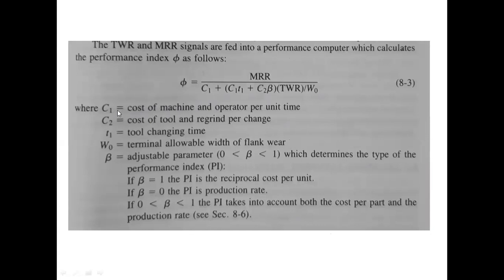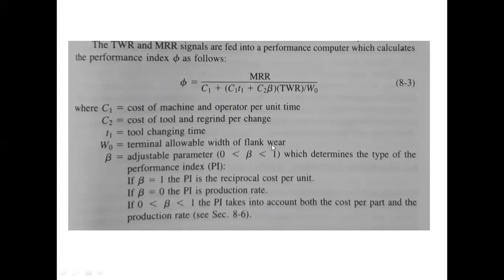What is C1? C1 is the cost of machine. You see, all these parameters are taken into account. The cost of the machine and operator per unit time. For example, you're giving him maybe $10 per hour. So you calculate it per unit time, per minute, per second, like that. The cost of tool and regrind is also taken into account. Tool changing time, basically number of hours.